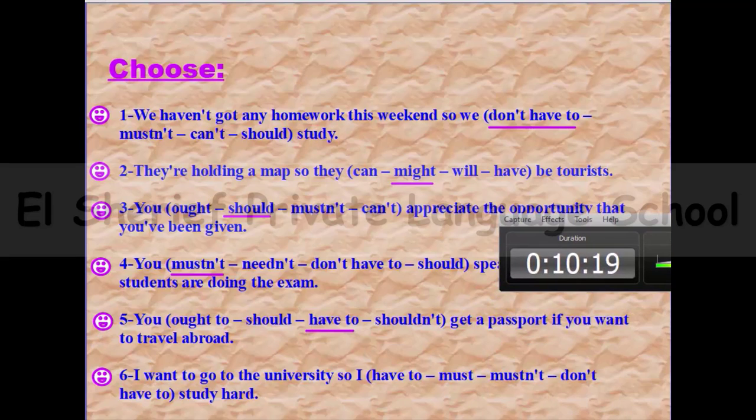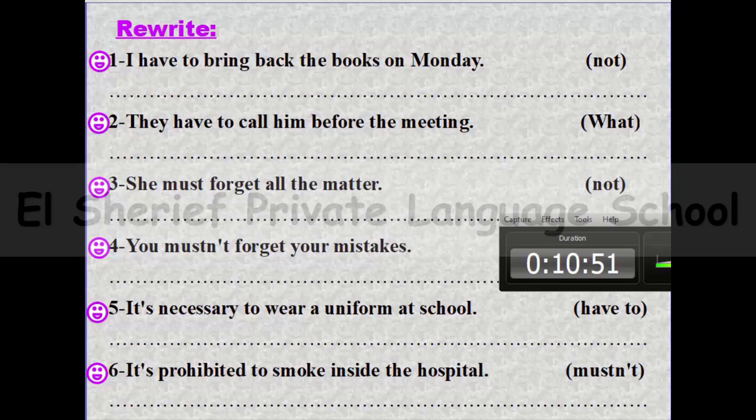And also we have here number 6. I want to go to the university. So I have to, or I must, or I mustn't, or I don't have to study hard. I talk about myself, so I have to here, because if I or you and anyone wants to go to the university, all of us have to study hard. Okay? I think here we have some rewrite sentences.